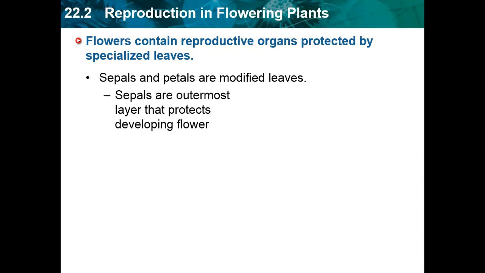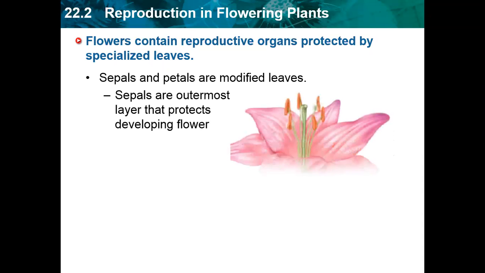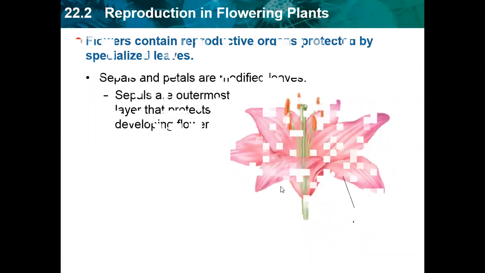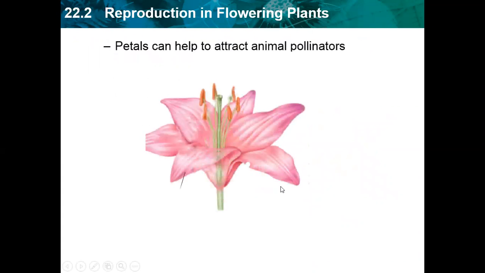So the sepals are the outermost layer that protects developing flowers. Like you see, when the flower is fully developed, the sepals open. So this is a protective part for the developing flower, and the petals are also part of a protective layer, but they are most of the time inside, closer to the flower than the sepals.